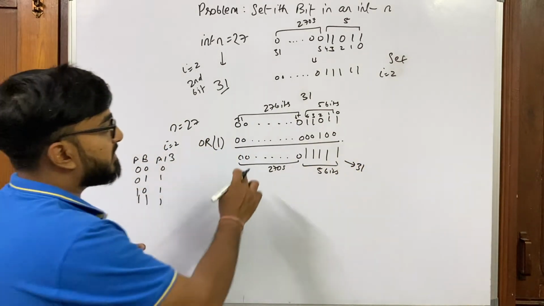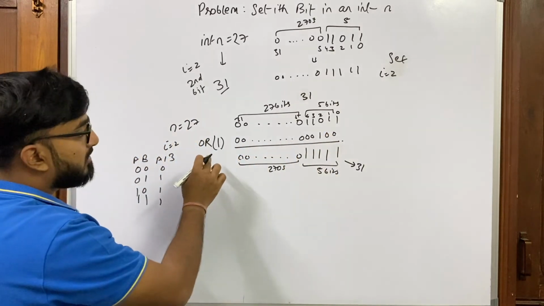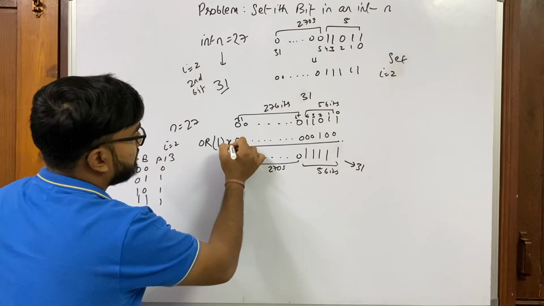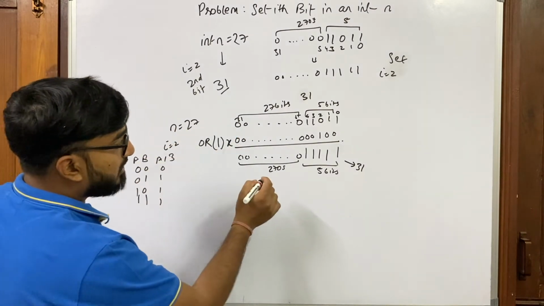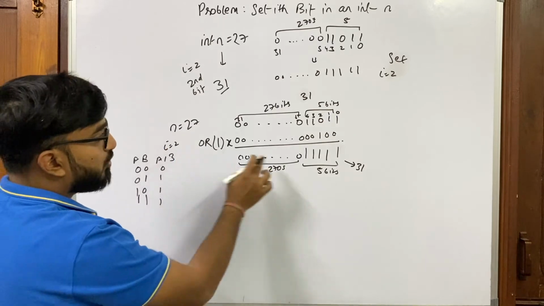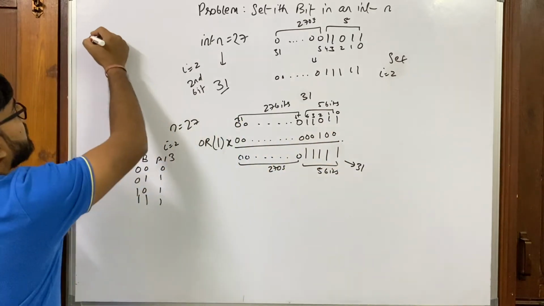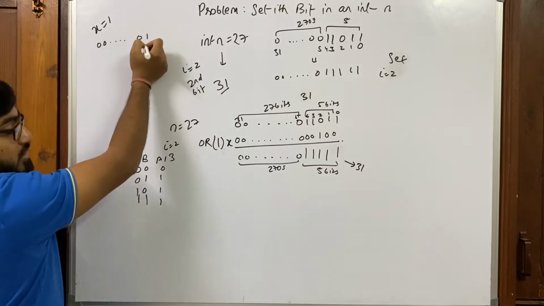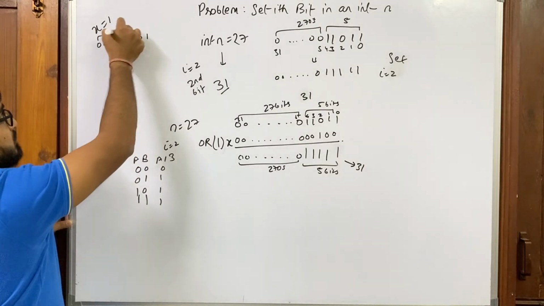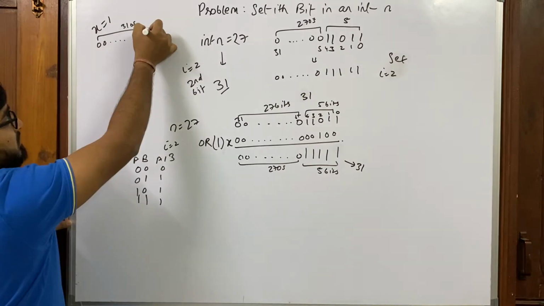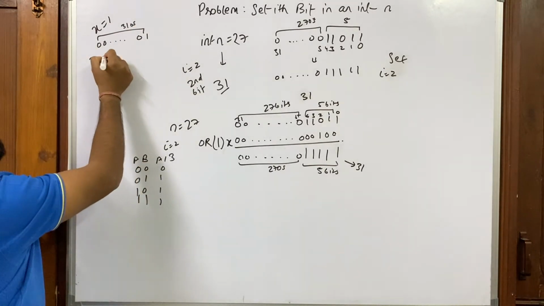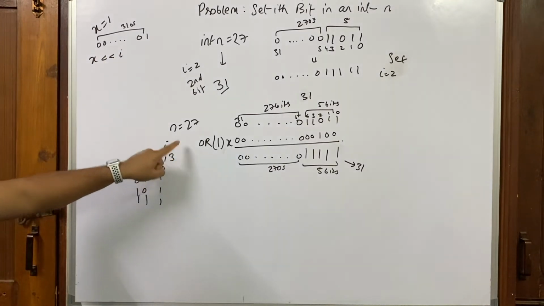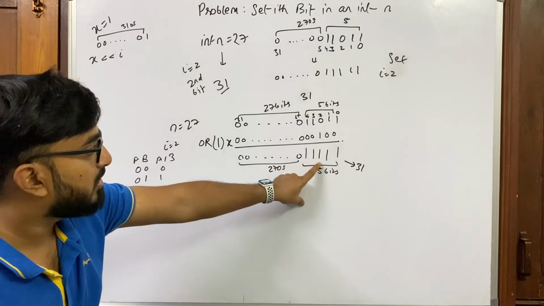So now our job is to construct this value and find the bitwise OR with the original value n. Let us call this value x. So how do we find x? We have to set the bit number i to 1 and all the others to 0. So I start with x equal to 1, which in binary form is all zeros except the last one as 1. So these are 31 zeros and this last bit is 1. Then we left shift this x by i places, because i equal to 2 and we want 1 in bit number 2.